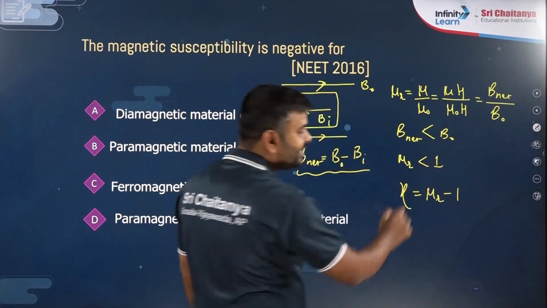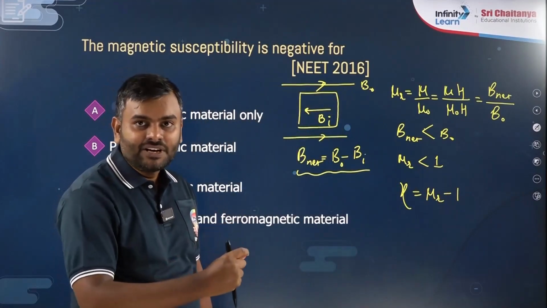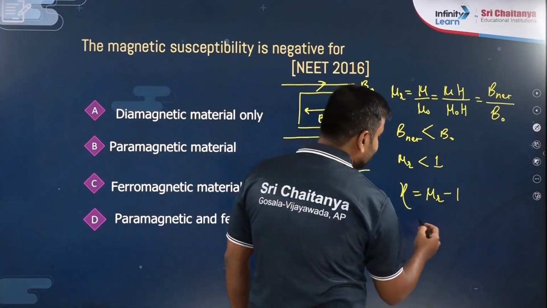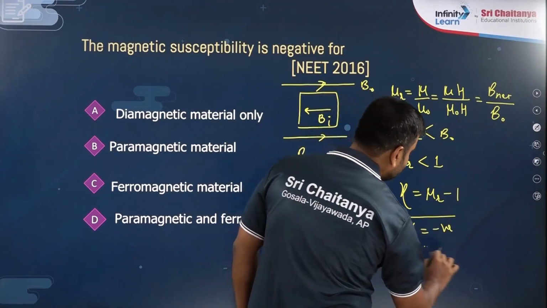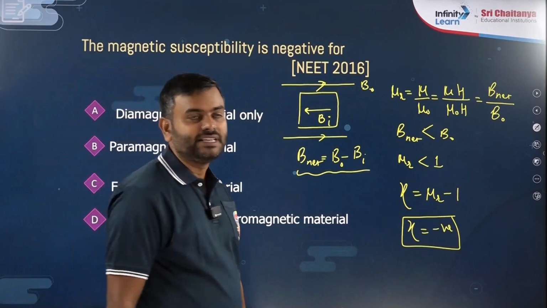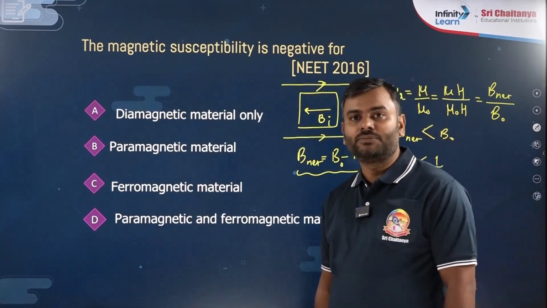And you can see mu r is less than 1. So when we subtract a quantity which is less than 1 from the quantity which is 1, the final value we get, the susceptibility value, is negative. So that's why the susceptibility of diamagnetic material will be negative. I hope you have understood the basic here. So what will be the correct option? It will be A, which is the correct option here.